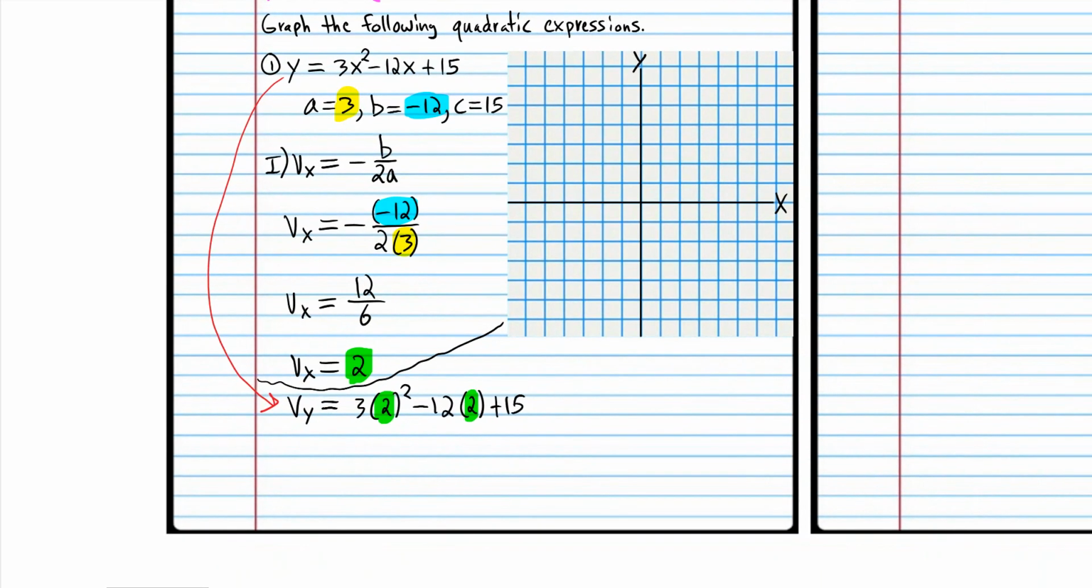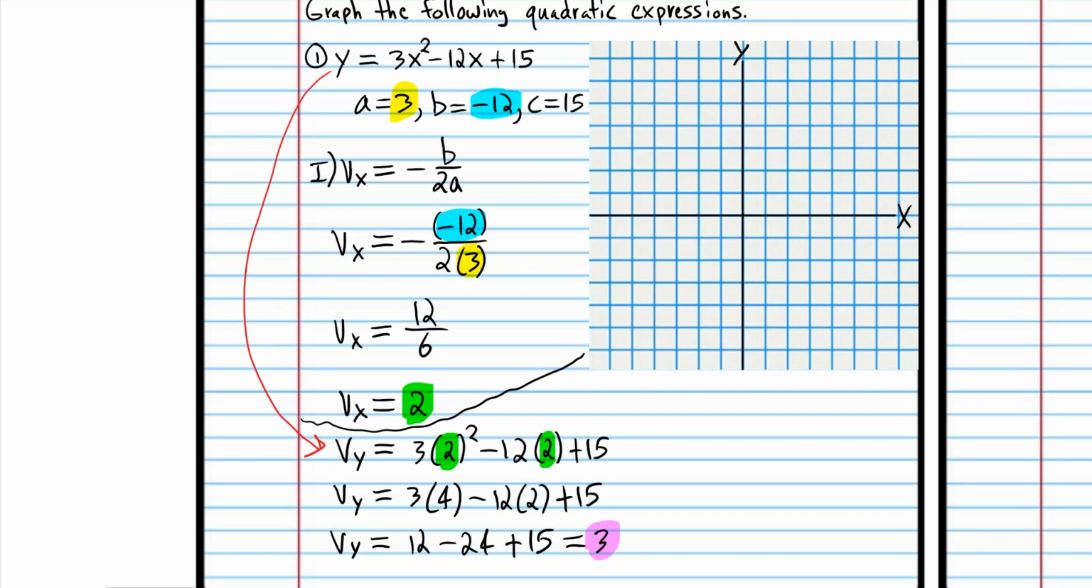And so now we just simplify. The y value of the vertex is equal to 3 times 4, again using PEMDAS. And 3 times 4 is 12, minus 24 plus 15. And looks like we get 3. So I'm going to label that. I'm just highlighting these so you can see where these numbers are coming from.